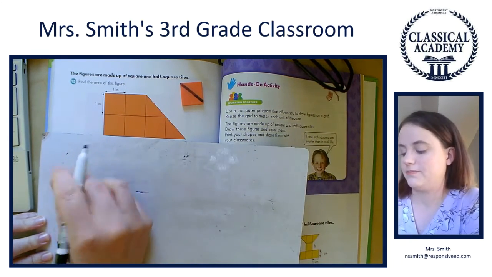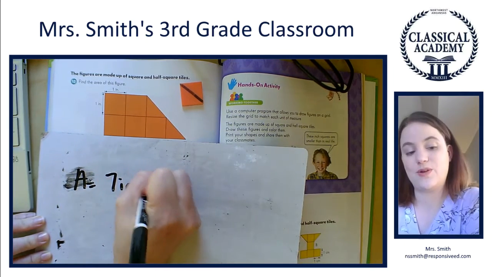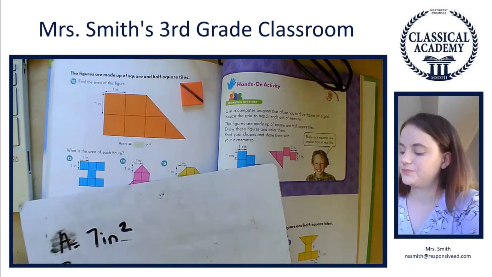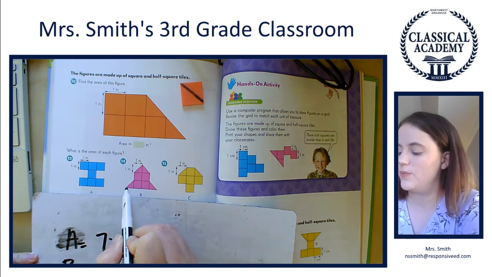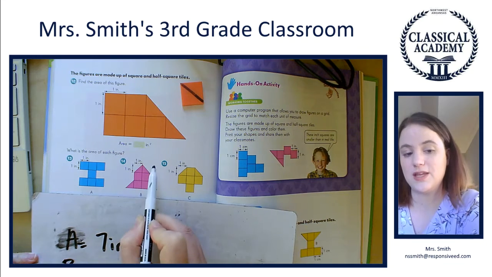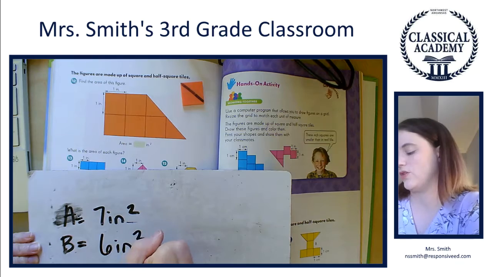A, well, what was that? A equals 7 inches squared. B, 1, 2, 3, 4, and then we have 5 with these 2 halves, and 6 with these 2 halves. 6 inches squared, or square inches.